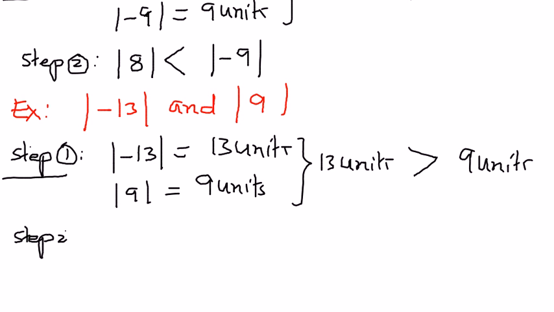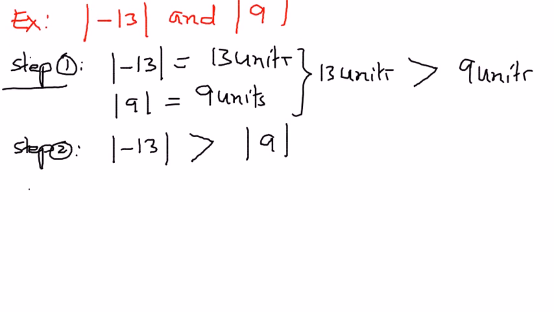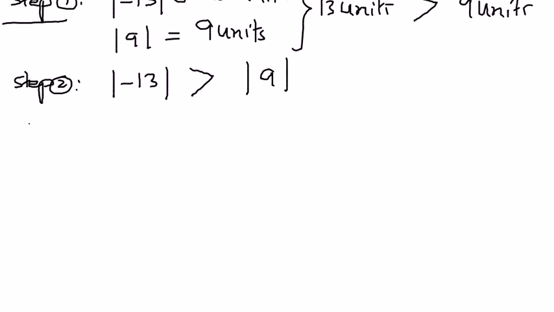Therefore we can write the second step as follows: the absolute value of -13 and the absolute value of 9. The absolute value of -13 is 13 units and the absolute value of 9 is 9 units, and therefore 13 units is greater than 9 units, so we put a greater than symbol between these two absolute values. Okay, let's get some more practice on this. So we'll look at another example.